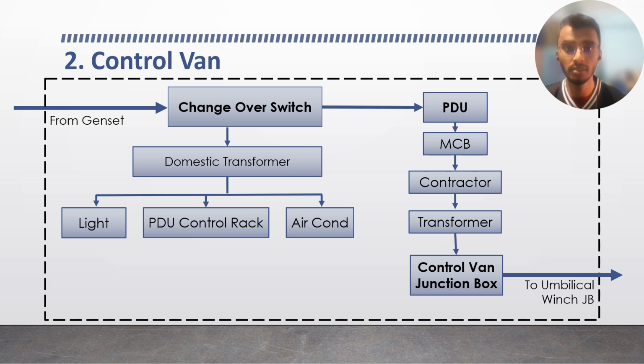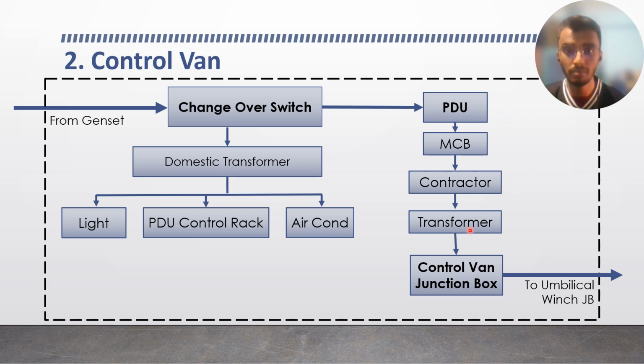From the changeover switch, the power will be supplied to the domestic transformer first. Then it will be distributed to power up the light, the PDU, the control rack inside the control van, and the aircon. The control rack consists of controller, monitor, etc. The power supplied from the changeover switch to the PDU, which stands for power distribution unit, will follow to the MCB and contractor.